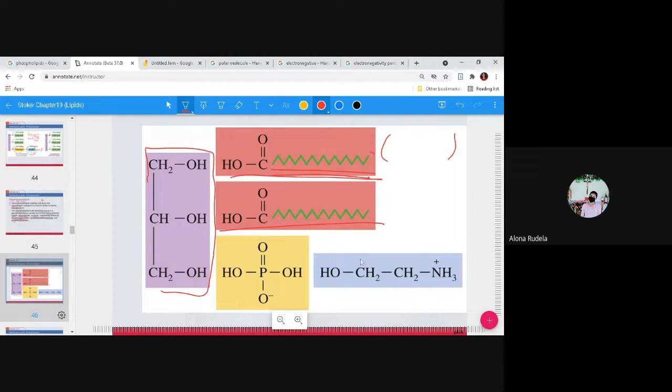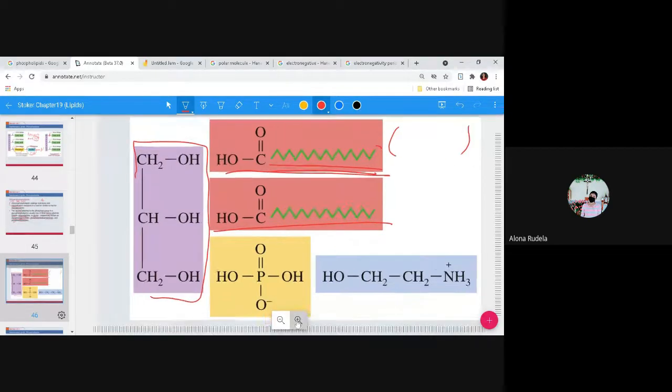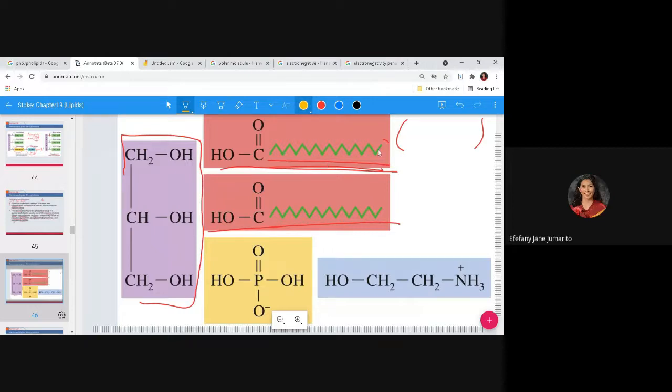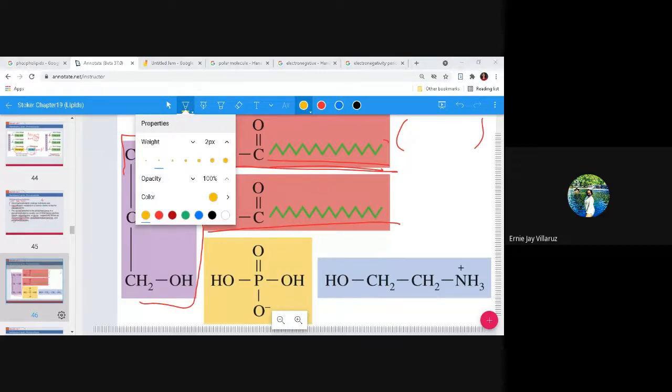Structural notation, what is this fatty acid? We have Ernie. Ma'am, it's white. Okay, what is this fatty acid? Structural notation, Ma'am, Ernie. It's just white. Still white. Nicole! Ma'am, you took your screen away.